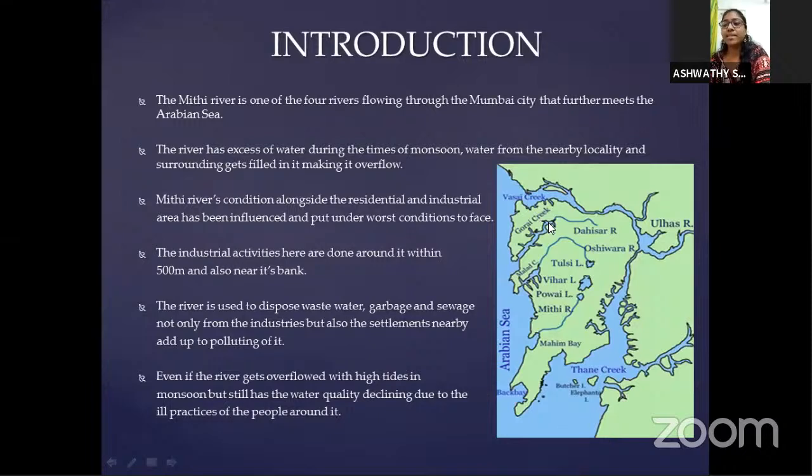The translation of Mithi in Hindi is sweet, but Mumbai's abused, polluted river is anything but sweet. The river usually has an excess of water during the monsoon, as the water from the nearby locality and surroundings fills it, making it overflow.